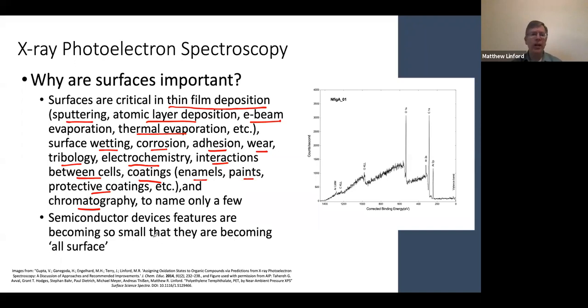And so surfaces simply show up everywhere in technology. It's also worth pointing out that semiconductor devices are becoming so small, with features that I believe are approaching 7 nanometers, that these devices are essentially becoming all surface. So the importance of surfaces and interfaces in our modern society is only increasing.